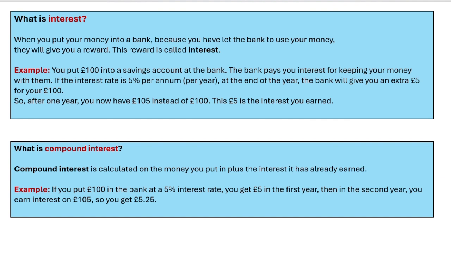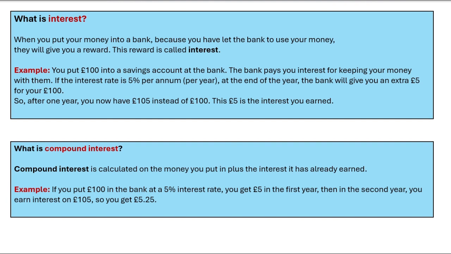So what is interest? When you put your money into a bank, because you've let the bank use your money, they will give you a reward. This reward is called interest. For example, you put £100 into a savings account at the bank. The bank pays you interest for keeping your money with them. If the interest rate is 5% per annum, which means per year, at the end of the year, the bank will give you an extra £5 for your £100. So after 1 year, you now have £105 instead of £100. This £5 is the interest you earned.